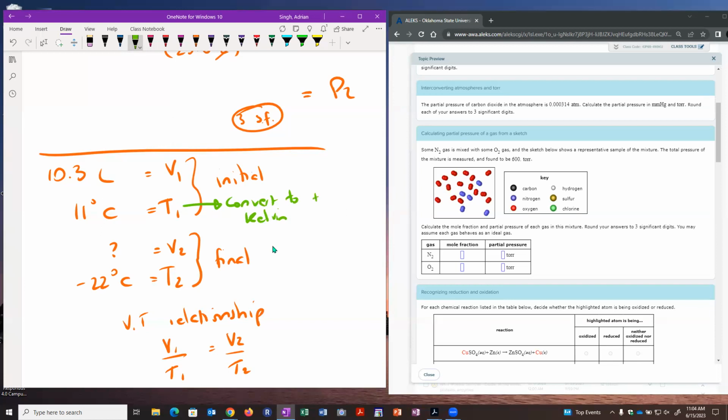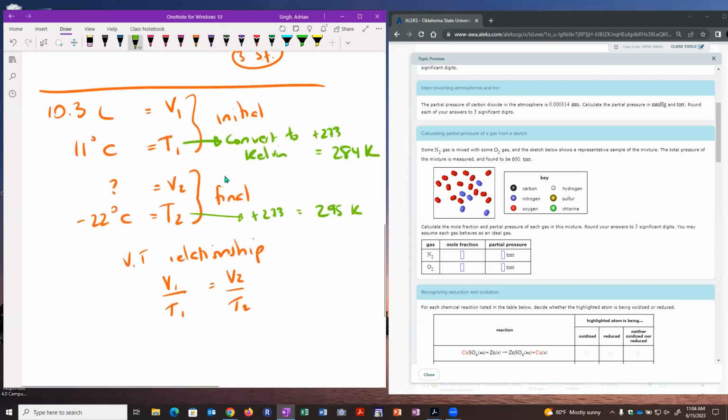So we're just going to add 273 to our Celsius temperature, and that gives 284 Kelvin here for my T1. And for my T2, we're going to add 273 to that as well. So that gives 295 Kelvin as my T2. So that's probably the most common mistake with gas laws involving temperature. So make sure that you don't forget to do that.